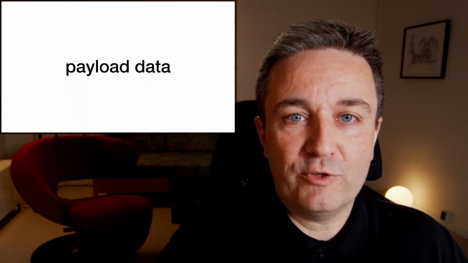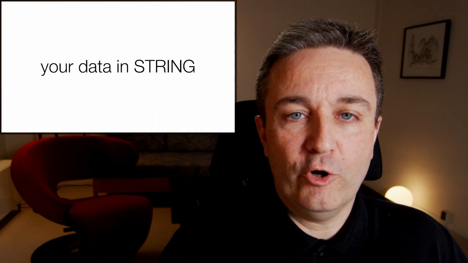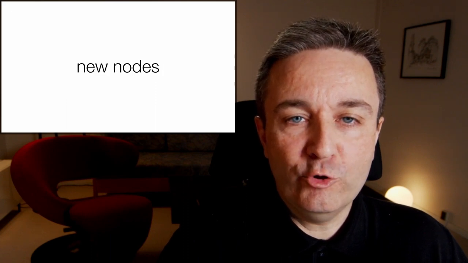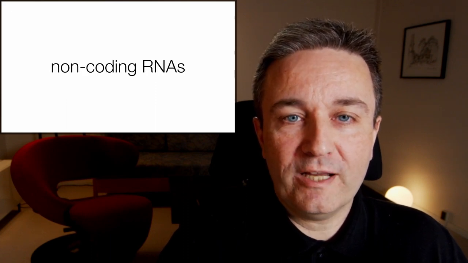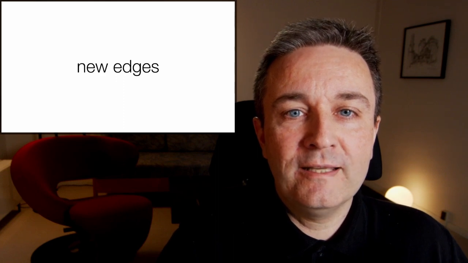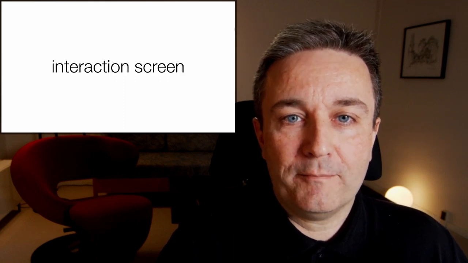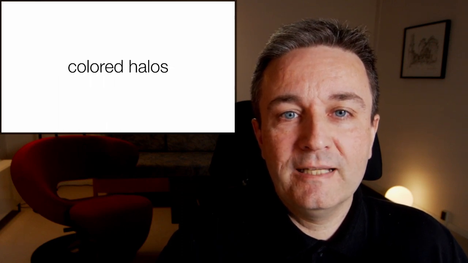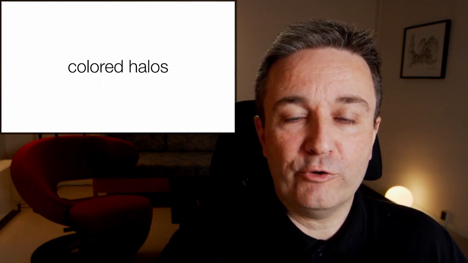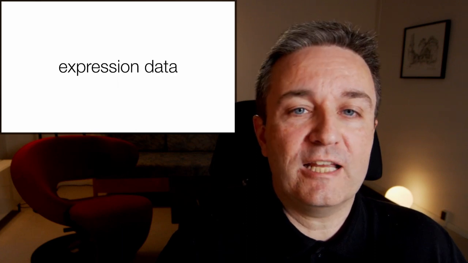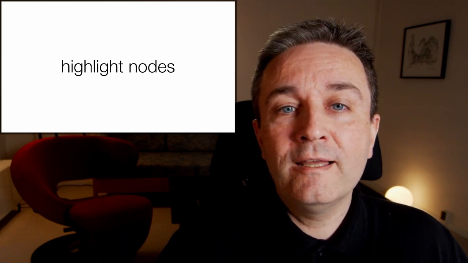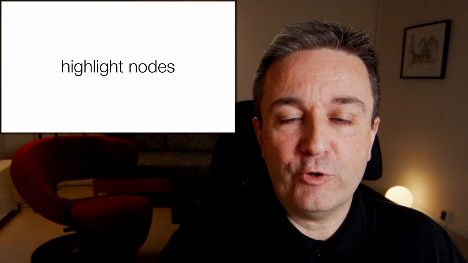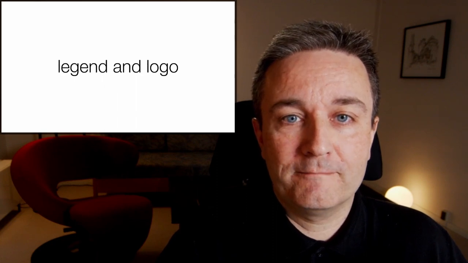The first is payload data. This is how you can put your own data in Stream, adding new nodes, for example, non-coding RNAs or viral proteins, and new edges, for example, interactions from an interaction screen you performed in the lab. You can also add colored halos around the nodes, thereby color coding expression data onto the network, or highlighting specific types of nodes of interest with different colors.